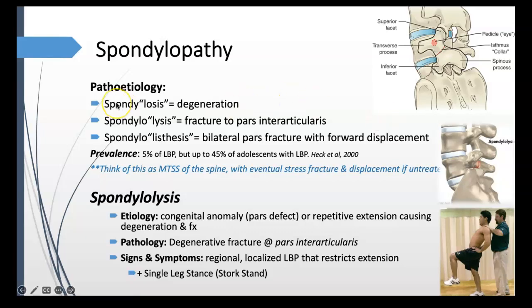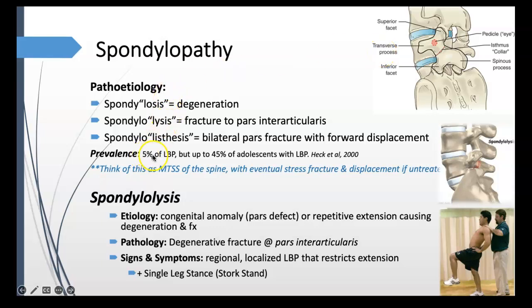To define them, though, and to get you ready for your exam, there is spondylosis, which is a degeneration, right? We think of osis, we think of degeneration. There's spondylolysis, which is a fracture to the pars interarticularis, which is located, so you can see it kind of here, on that lamina, so you have a fracture of the lamina, essentially. You have spondylolisthesis, which is a bilateral fracture of the pars interarticularis. So you have bilateral side fractures, and so then that vertebral body is allowed to slide forward or anterior.